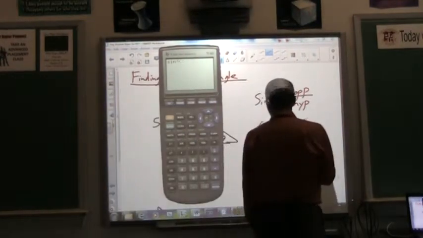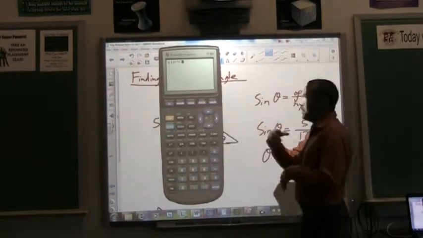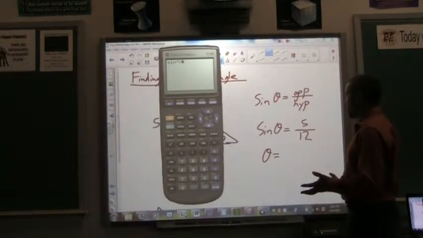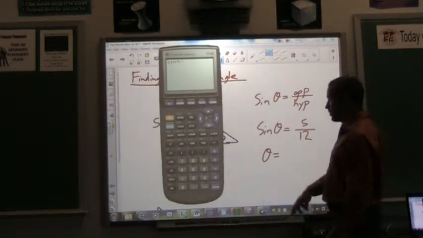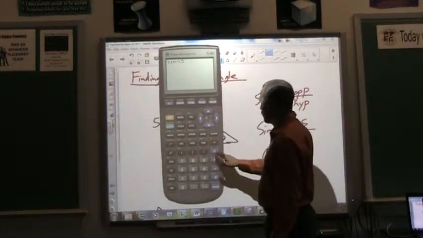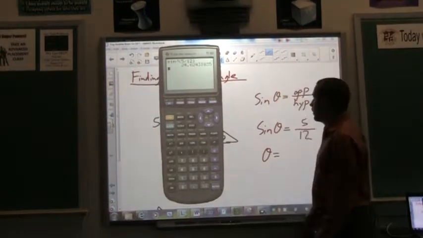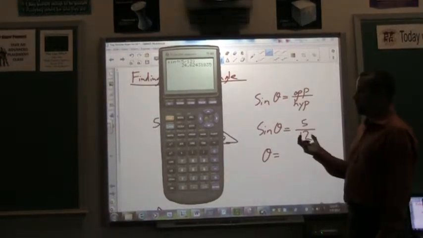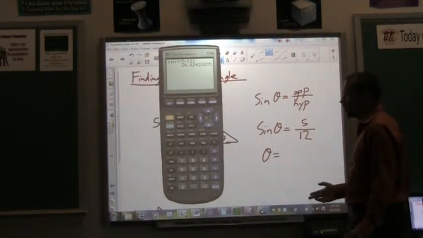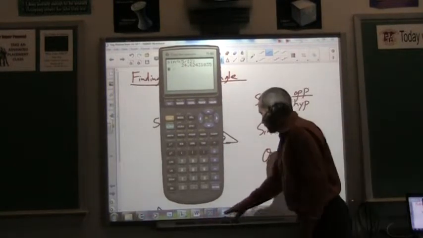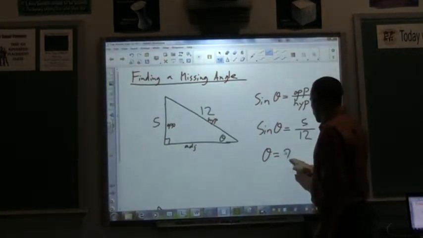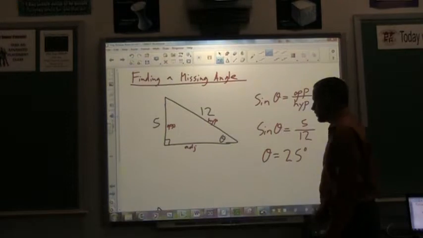So what I'm asking the calculator when I say inverse sine, I'm saying what angle creates a ratio of 5 over 12. So you tell the calculator, well, my ratio is 5 divided by 12. Those are brackets here. And hit enter. Okay, so 24.6. So we'll round that to 25 degrees. Okay, so the answer here then is 25 degrees.